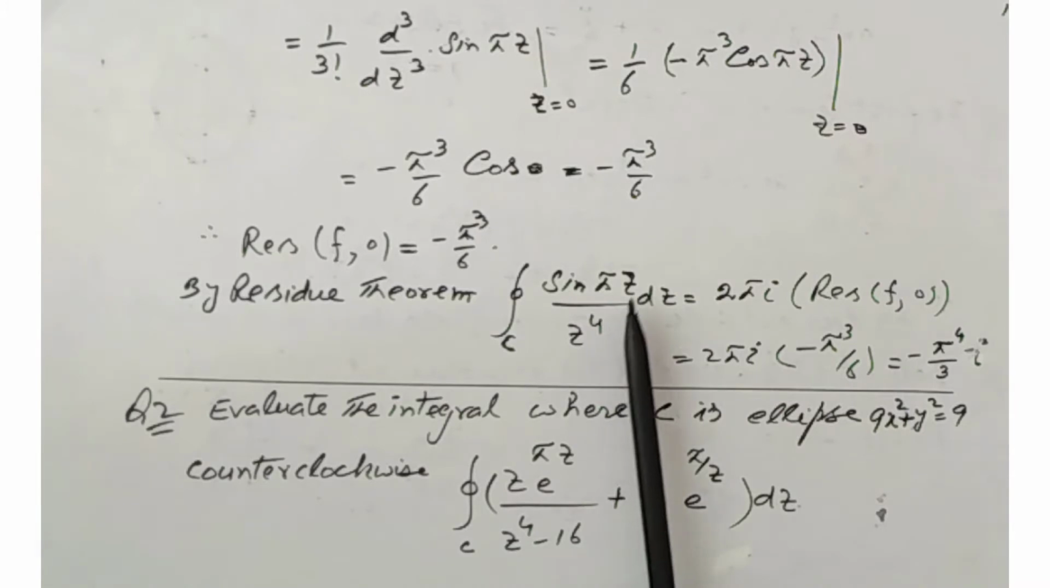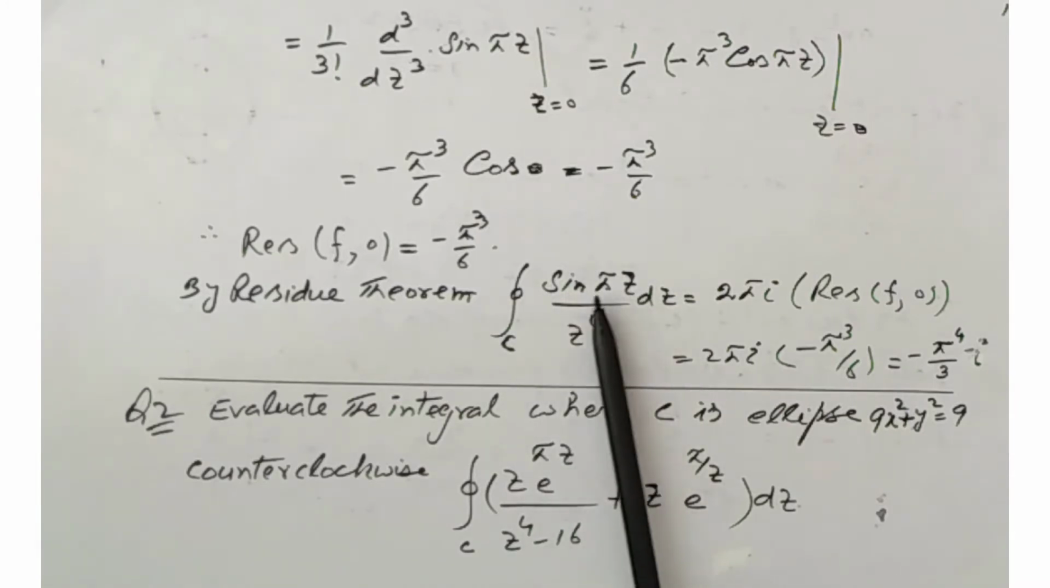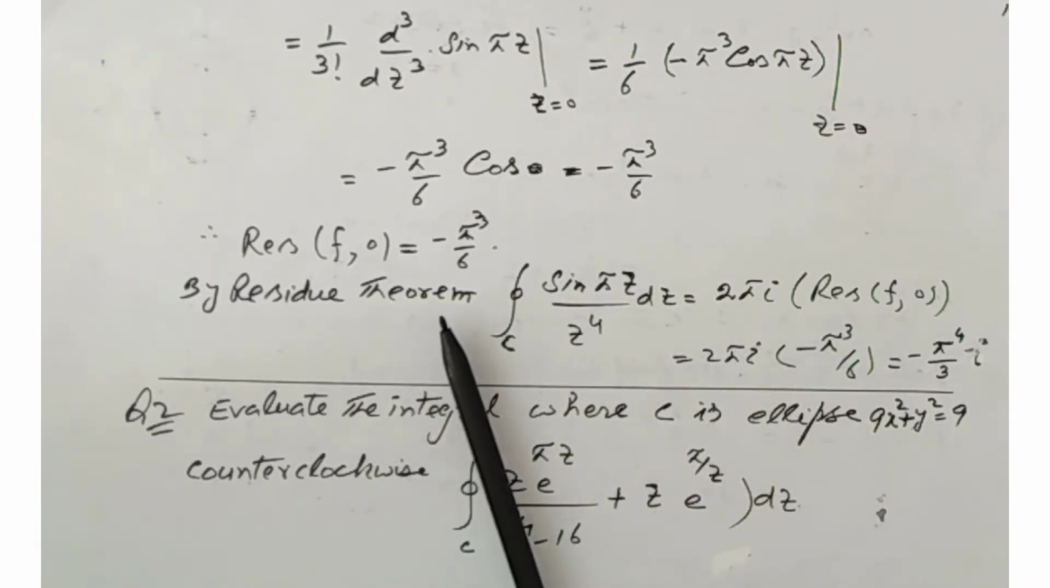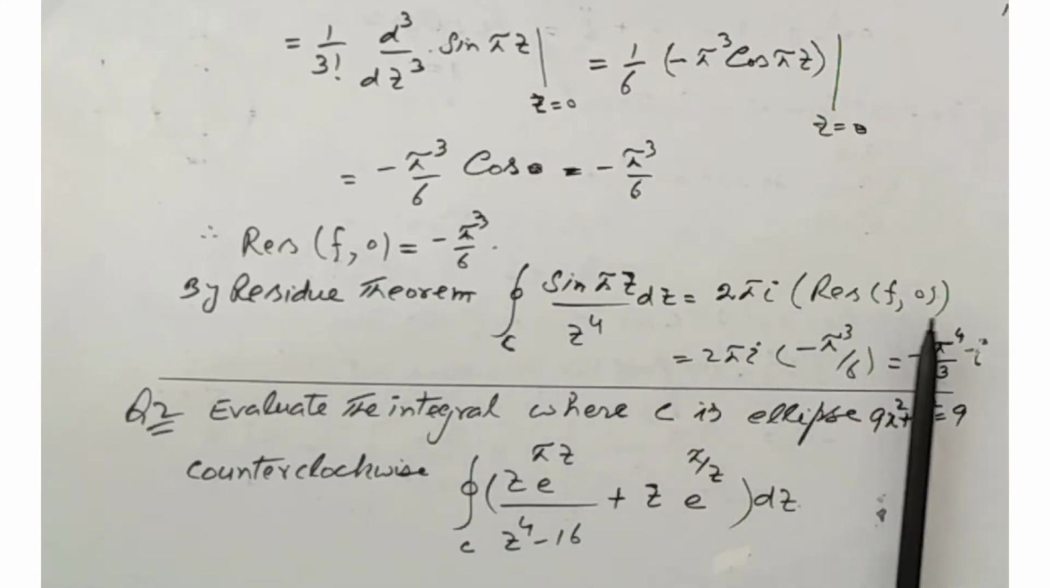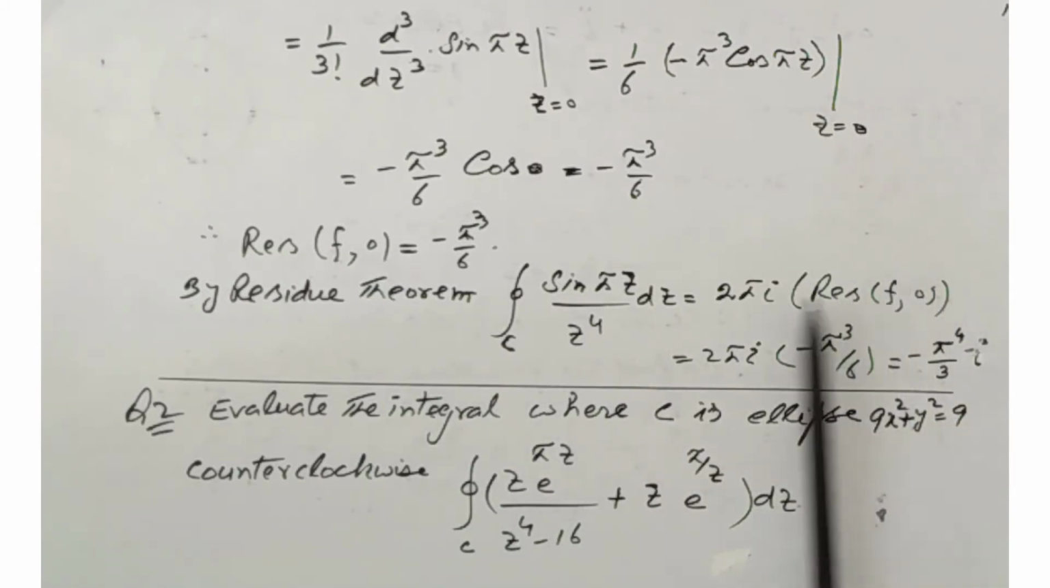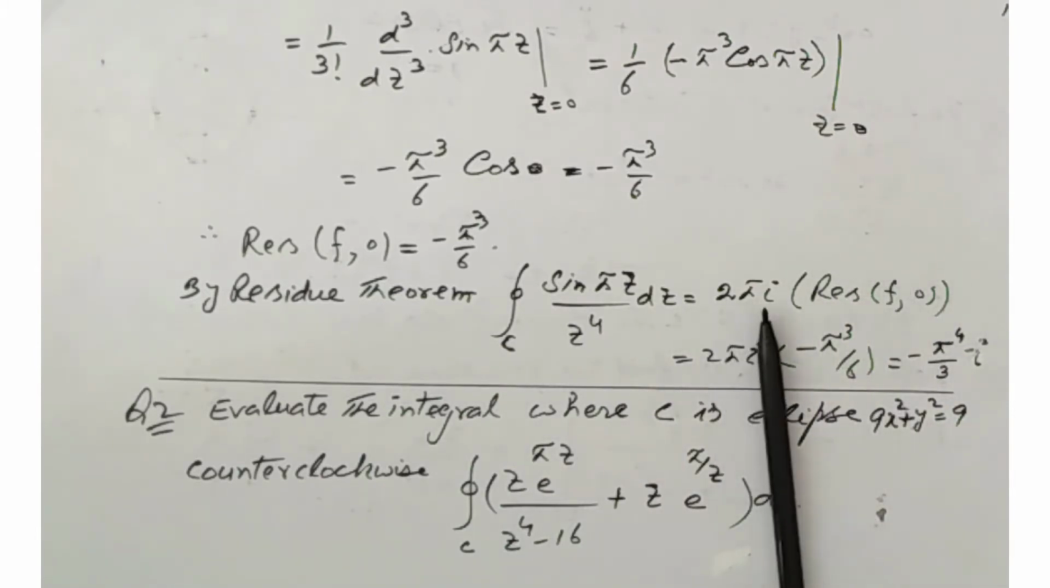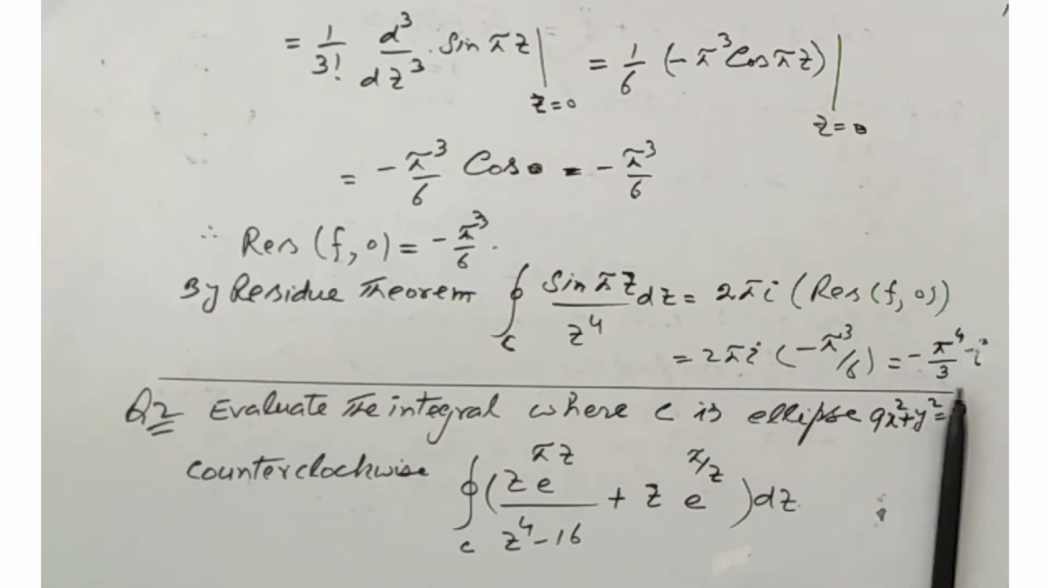So obviously this is an easy method to evaluate complex integration using the residue theorem. We only find the residue and put the value of the residue here, and after multiplication by 2 pi i, this becomes the value of the integral.